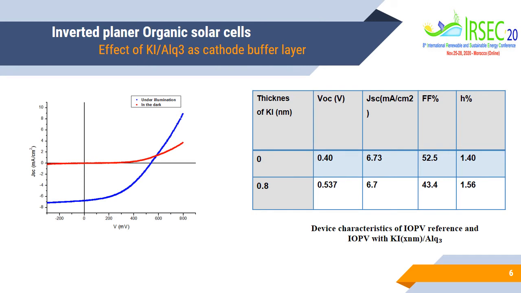After the thickness optimization, here we have the results obtained with our cell using the KELQ3 double layer. As you can see in this table, the cell with 0.8 nanometer of K exhibits better performance than the reference cell in terms of efficiency and open circuit voltage. This last parameter was improved by 35%. This improvement is due to the band alignment between indium tin oxide and LQ3.